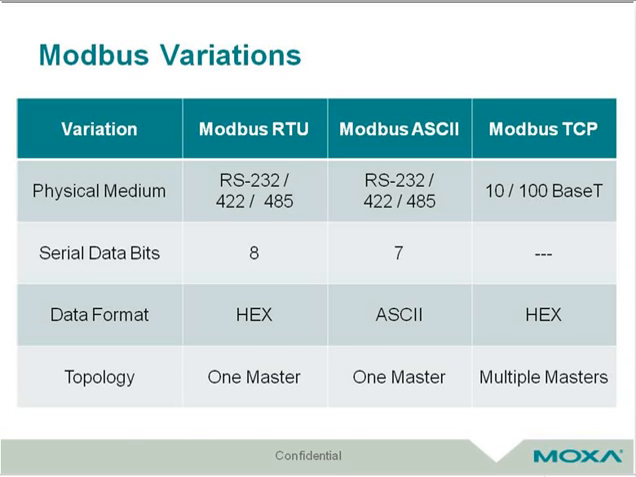The major difference between Modbus RTU and Modbus ASCII is the data format. Modbus RTU uses hex code and Modbus ASCII uses ASCII code. And the key feature for Modbus TCP is that it supports multiple masters, while Modbus RTU or ASCII only supports one master. And from the next slide, let's start with the Modbus RTU and ASCII message frame.